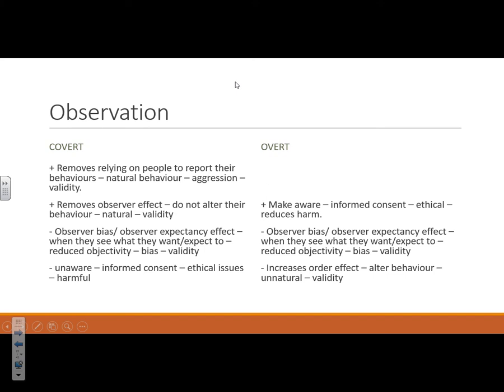However, they are unaware, so that does mean they can't give informed consent, which causes ethical issues, so it can be harmful to them. Of course, it removes their right to withdraw if they don't know they're taking part, and it's less likely to be approved by an ethics committee.